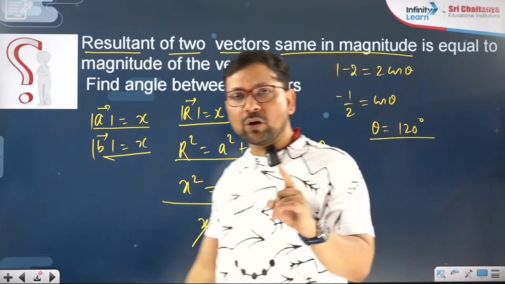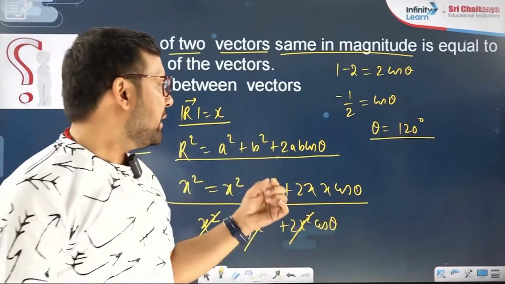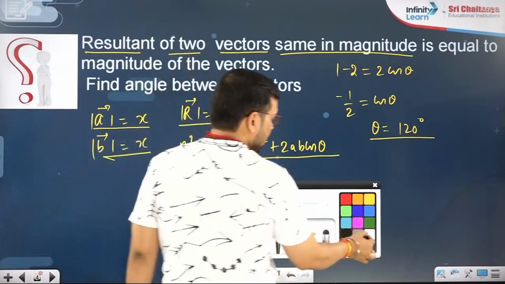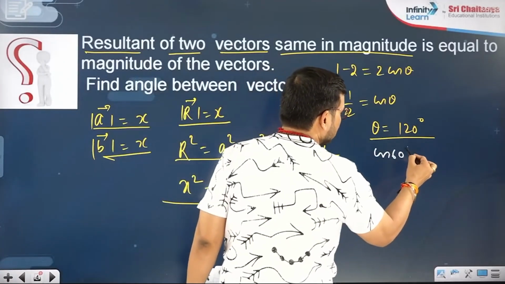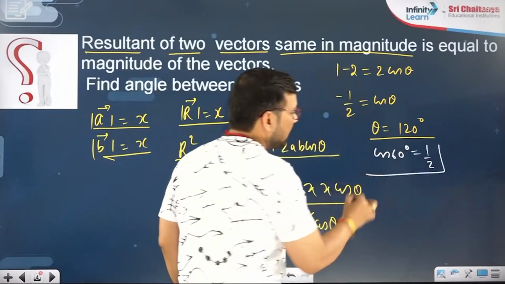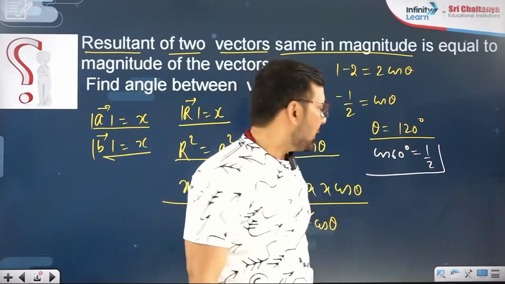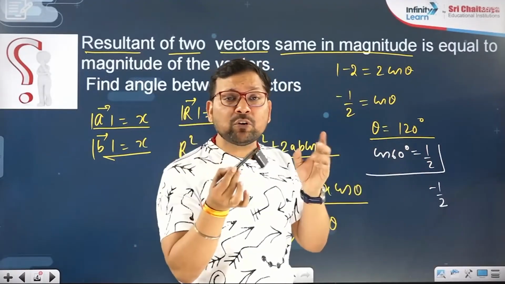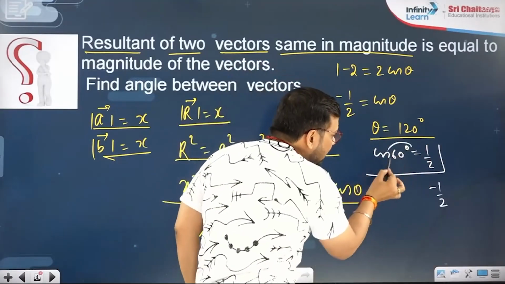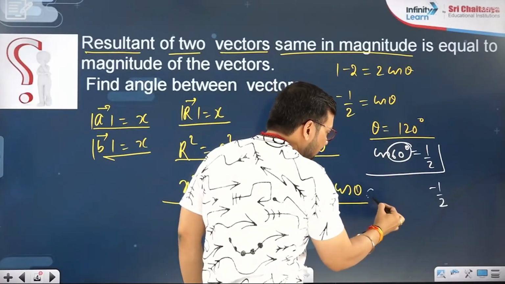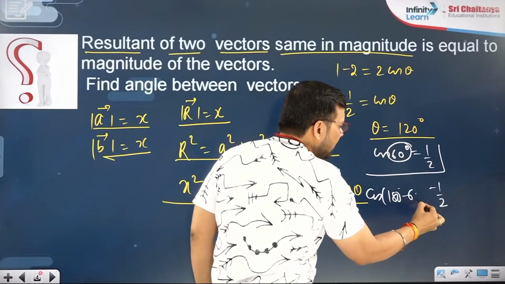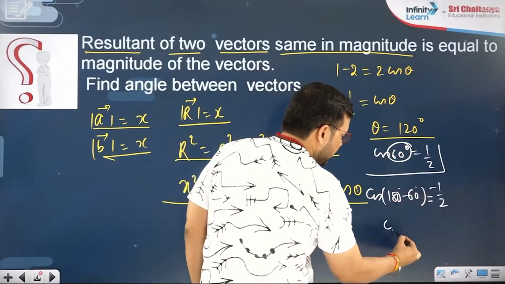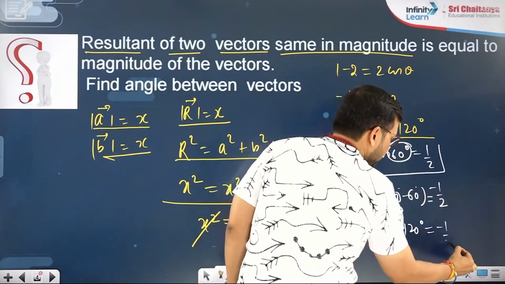If you do not know how this 120 came, I'm telling you a very simple trick, but for that trick you also have to know something. Like if you know cos 60 degree is equal to 1 by 2, that I hope many of you are aware. Then if I am writing minus 1 by 2, 1 by 2 I know is cos 60, but I want minus 1 by 2. Then I will see what angle is there, 60. I will write cos of 180 degree minus 60. Whatever angle is there, subtract that angle from 180 degree, you will get the value. So this will be cos 120 degree, that is equal to minus 1 by 2.